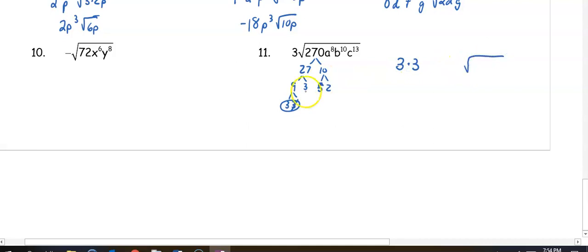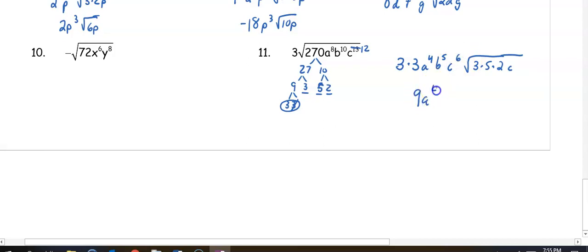Under the radical, 5 times 2. Then we look at each variable. So a is even, so half of 8 gets us a to the 4th. B is even, so half of 10 gets us 5. C is odd, so 1c is going to stay under the square root, which will bring this exponent to 12, and then we can cut that in half. So half of 12 is 6.